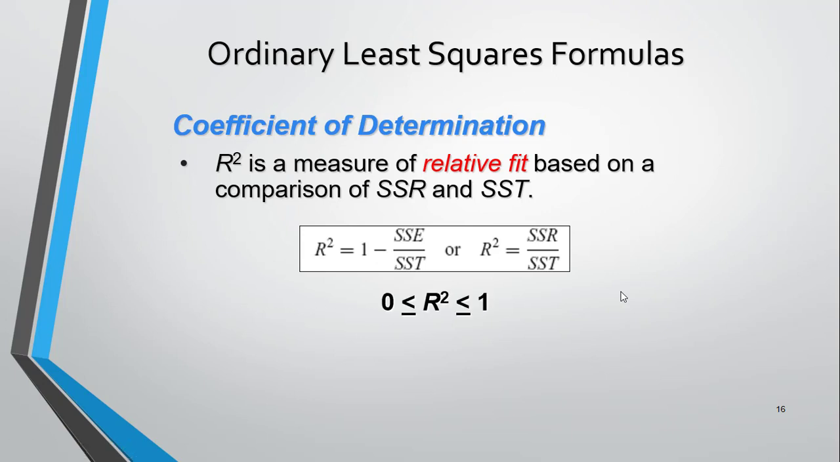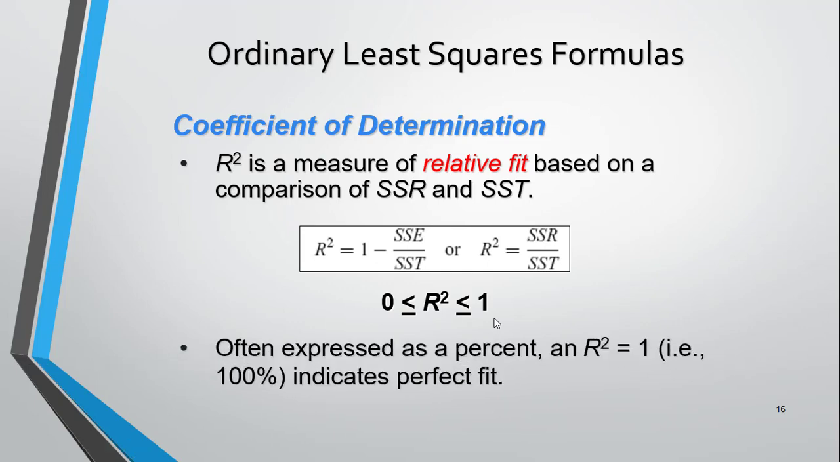And by definition, R squared can only be positive, and it can only take a value between 0 and 1. It could equal 0 and could equal 1. And r squared is often expressed as a percentage. An r squared equal to 1 indicates a perfect fit. 0 means no fit, basically.